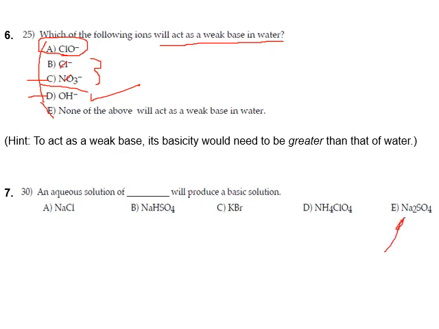And if you want, you can look at the other four choices here. But remember, we said if you have a strong acid and a strong base, it's going to give you a neutral salt or a neutral solution. So what we're looking for here is what? If we want a basic salt or solution, we need a strong base and a weak acid.